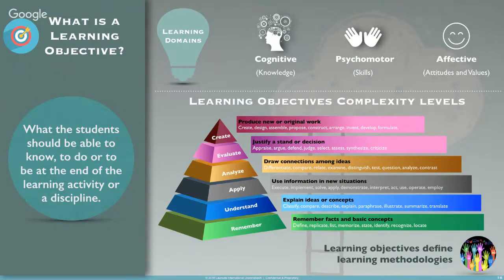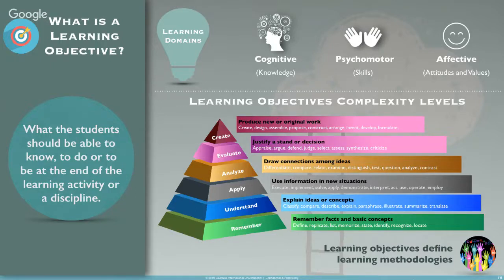When we design learning sessions, we need to start from the learning objectives, and the learning objectives need to be set in one of the three domains: cognitive, I mean the knowledge; psychomotor, which are the skills that students are supposed to develop in this learning experience; or affective, I mean the values and attitudes that they should develop in the learning experiences.